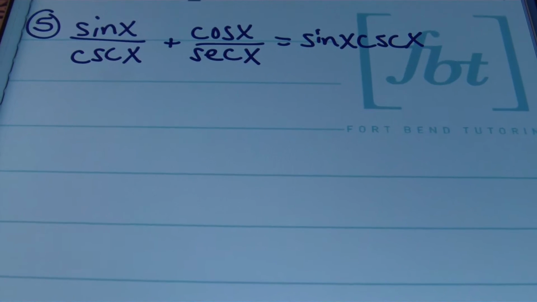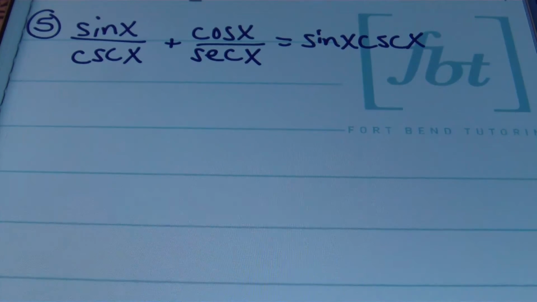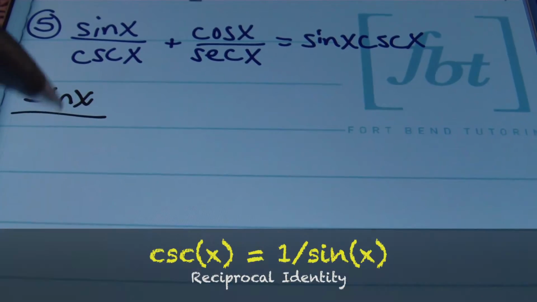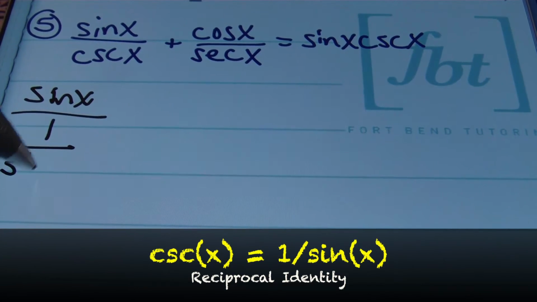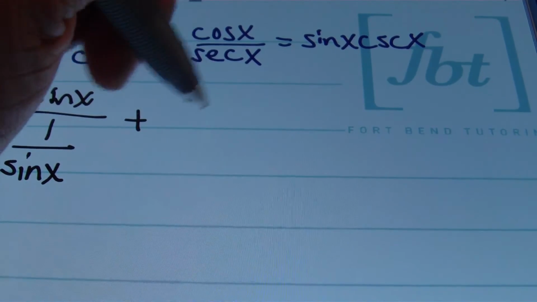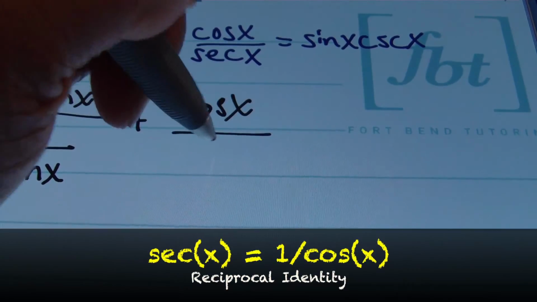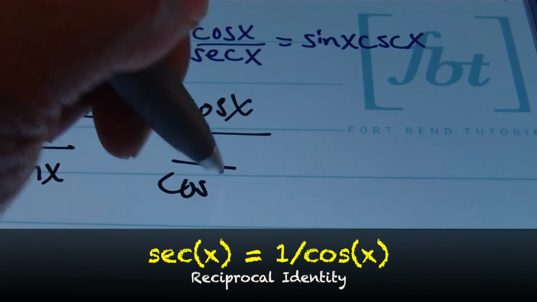All right, in problem number 5, we have sine x divided by cosecant x plus cosine x divided by secant x, and this equals sine x cosecant x. So what we're going to do is write everything in terms of sine and cosine. So that means I have sine x all over 1 over sine x, plus cosine x divided by 1 over cosine x.